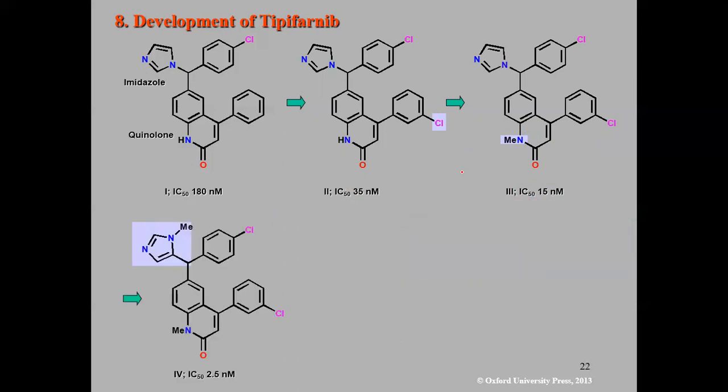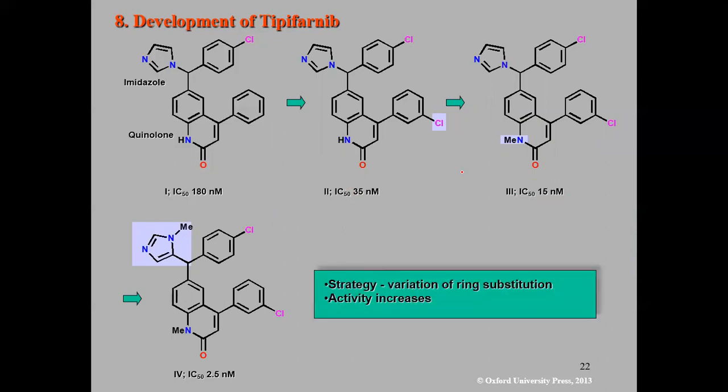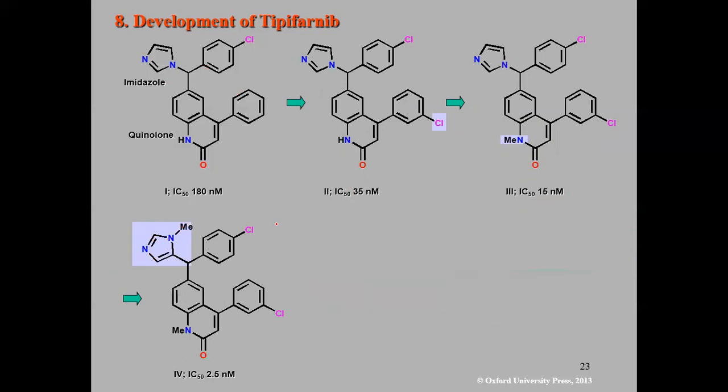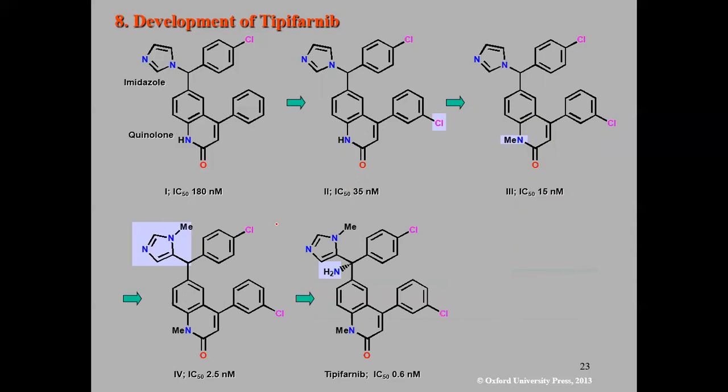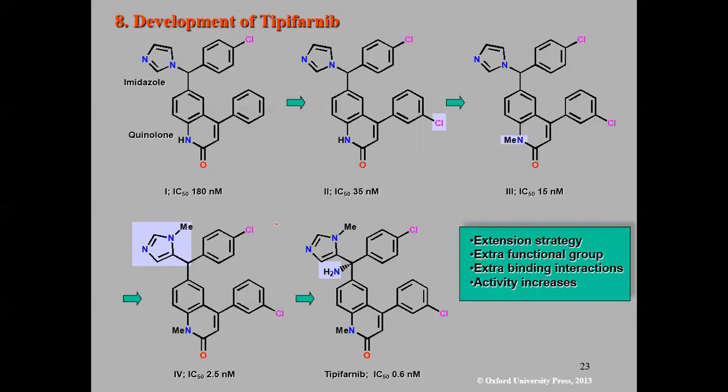Now, compound 4 was developed from compound 3. Here, the strategy is a little bit different. They used variation of ring substituent. You see, compounds 1, 2, and 3 have just hydrogen. They now use methyl. Also, the activity increases. Now, tipifarnib, which is the final product, we call this an extension strategy.